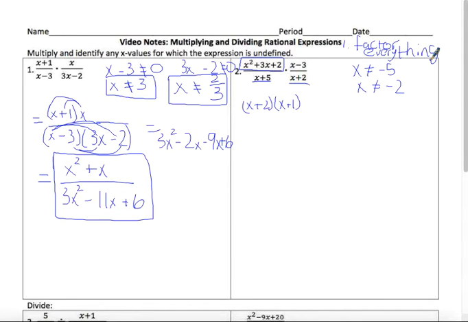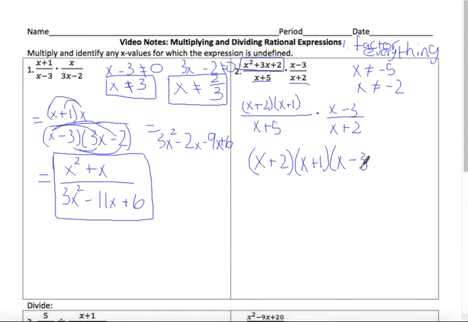So we have x plus 2 times x plus 1 over x plus 5 multiplied by x minus 3 over x plus 2. Multiplying again, that just means we go straight across. So this now comes to, we're not going to expand anything just yet, x plus 2 times x plus 1 times x minus 3 divided by x plus 5 times x plus 2.